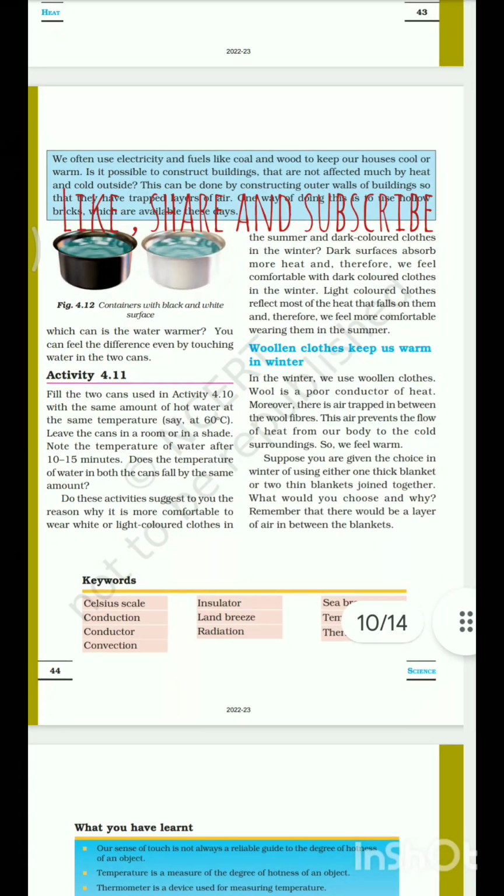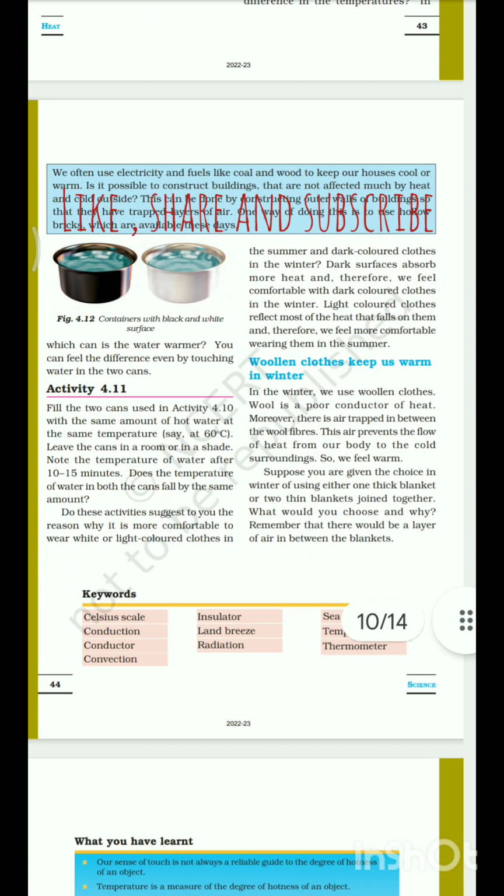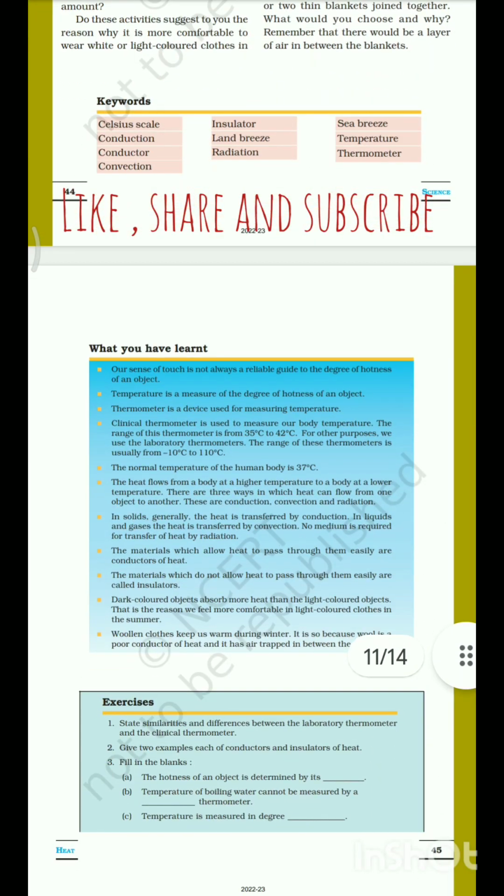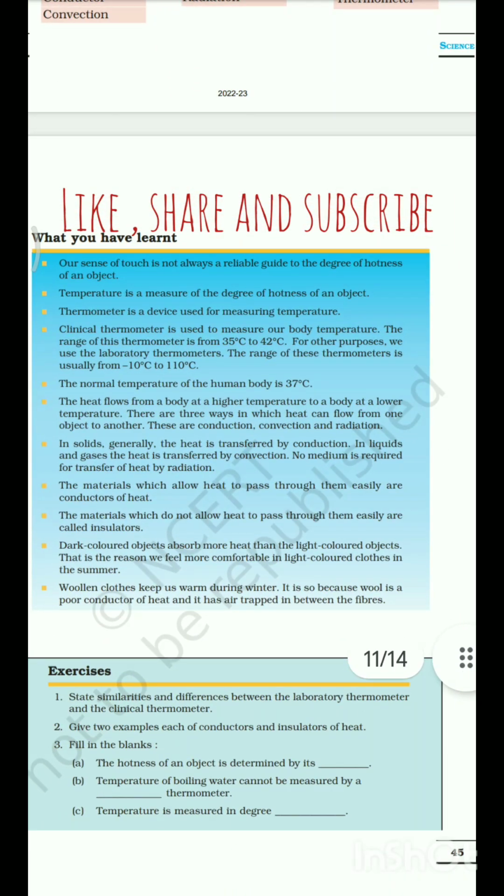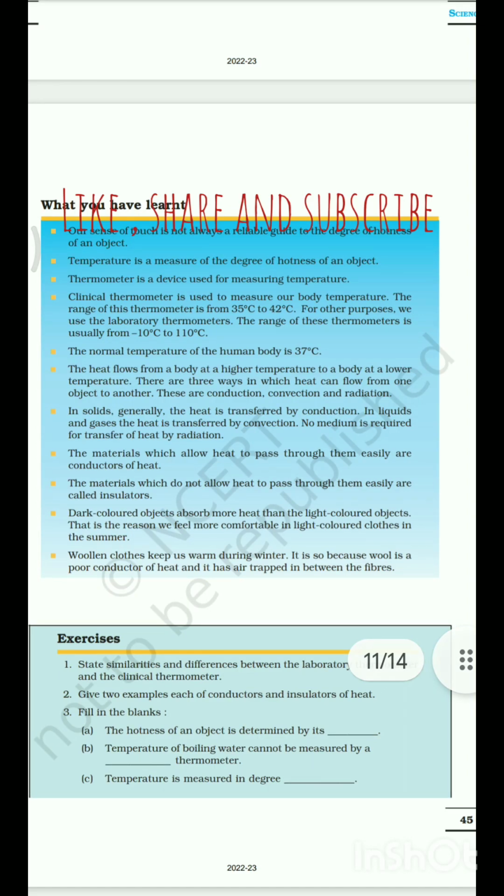So now this chapter is over. In this chapter, we have learned that our sense of touch is not always a reliable guide to the degree of hotness of an object. Temperature is a measure of the degree of hotness of an object. Thermometer is a device used for measuring temperature. Clinical thermometer is used to measure our body temperature.